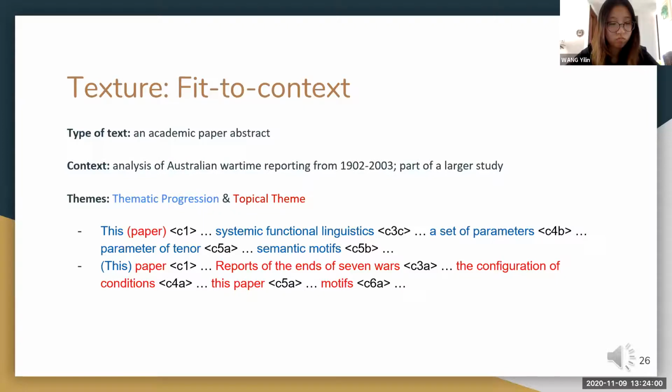Now for our themes, looking at just thematic progression and the topical themes, you can see for the former, there is a clear flow of broad to specific. It starts with this paper, systemic functional linguistics, and it narrows down to parameters, which parameter, and the motifs. As far as topical theme goes, there is a similar pattern. It becomes more specific throughout the paper. It's roughly congruous to the thematic progression, although we do see a mention of this paper again, topically, later in the paper.